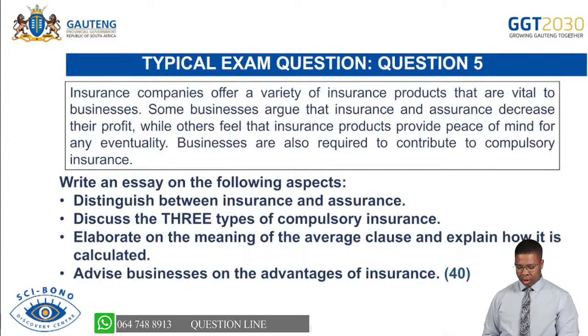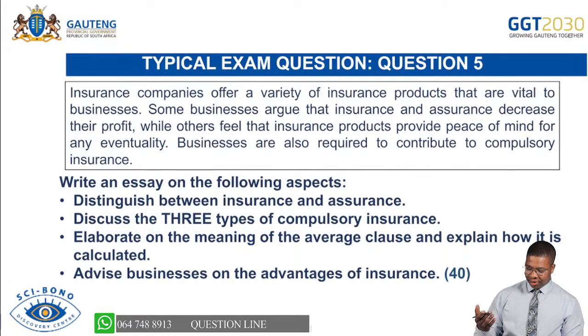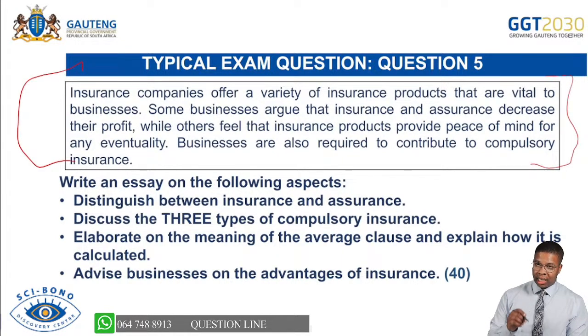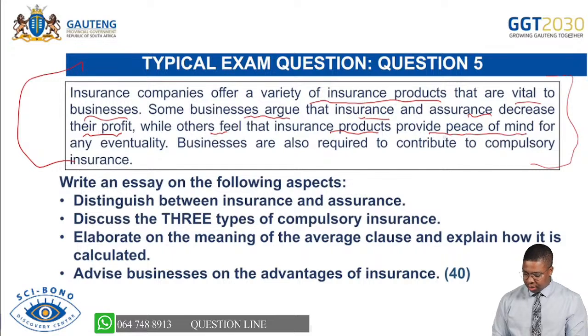Then another typical essay can be on investment. This is question 5. It can be under what now? Investment insurance. So the preamble there, remember I said you don't take anything, don't quote anything, don't use it as an introduction, body, or conclusion. So insurance companies offer a variety of insurance products that are vital for businesses. So some businesses argue that insurance and assurance decreases their profits, while others feel that insurance products provide peace of mind for any eventuality. Businesses are also required to contribute to compulsory insurance.